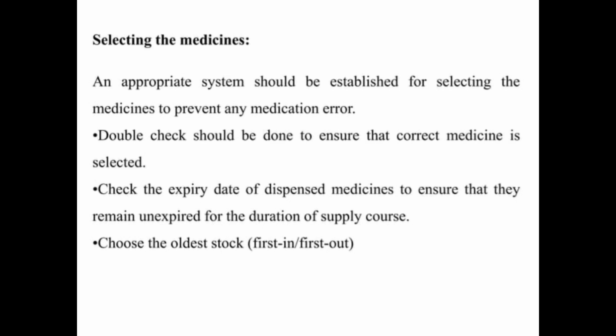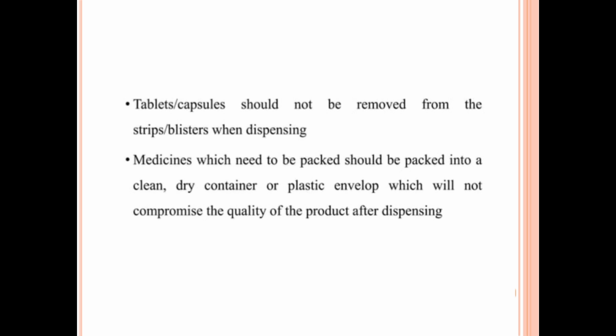Third step, selecting the medicine. An appropriate system should be established for selecting medicines to prevent any medication error. Double check should be done to ensure that the correct medicine is selected. Check the expiry date of dispensed medicine to ensure that they remain unexpired for the duration of supply. Choose the oldest stock, that is first in, first out. So while selecting, you have to follow all these steps.